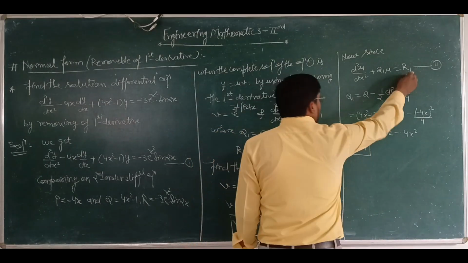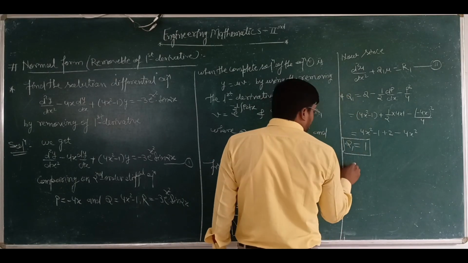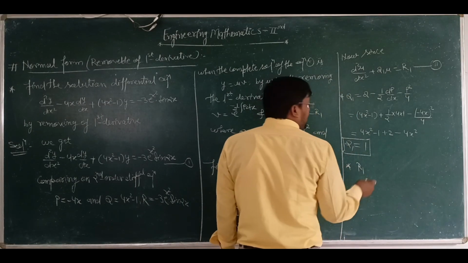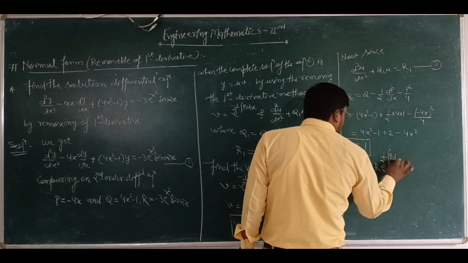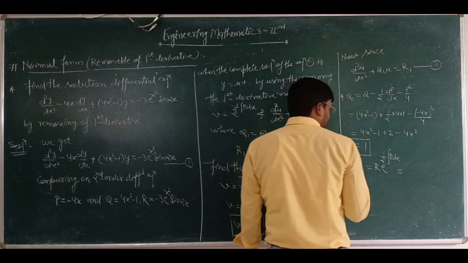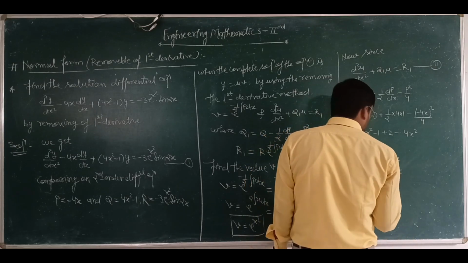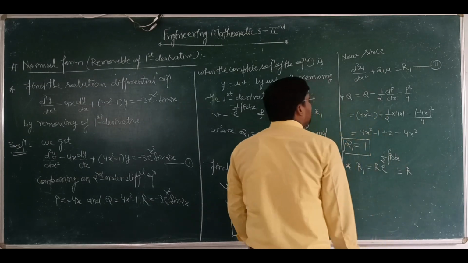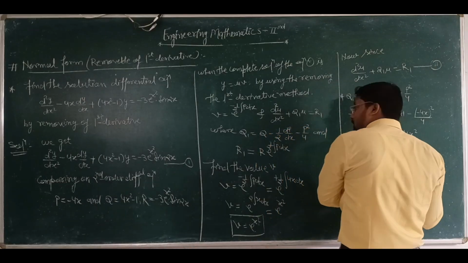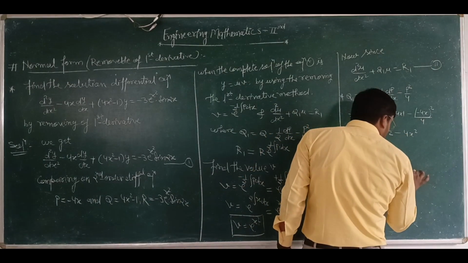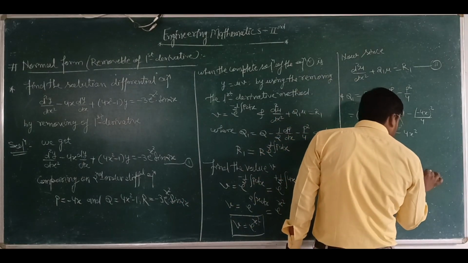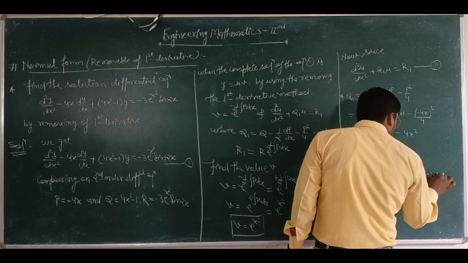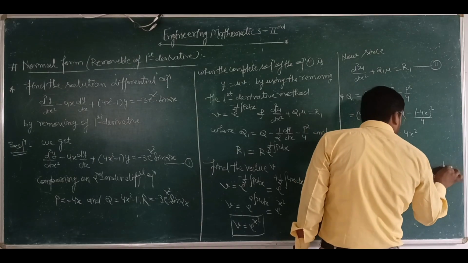Now again, find the value of r1. r1 is equal to r e to the power ∫(1/2)p dx. This is the value of r. Put the value of r. This is equal to −3 e^(x²) sin 2x into e to the power 1/2 integration p dx.